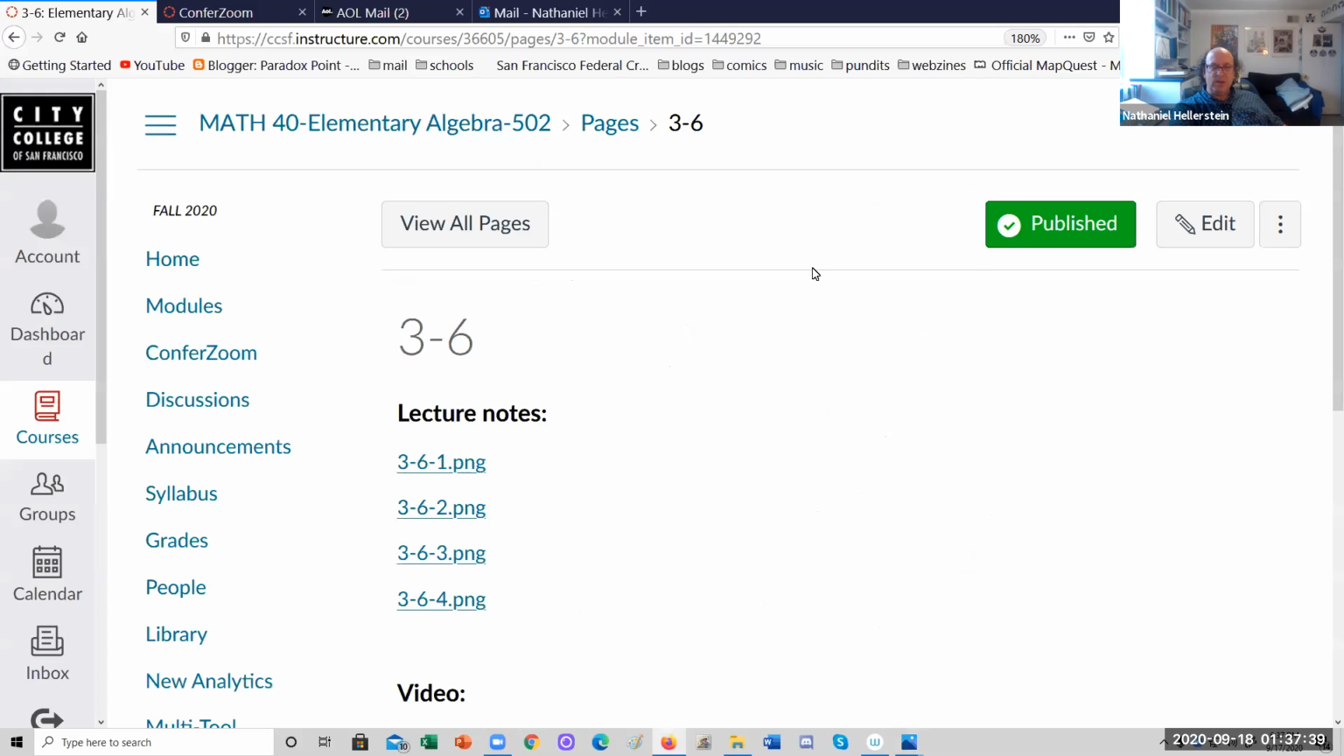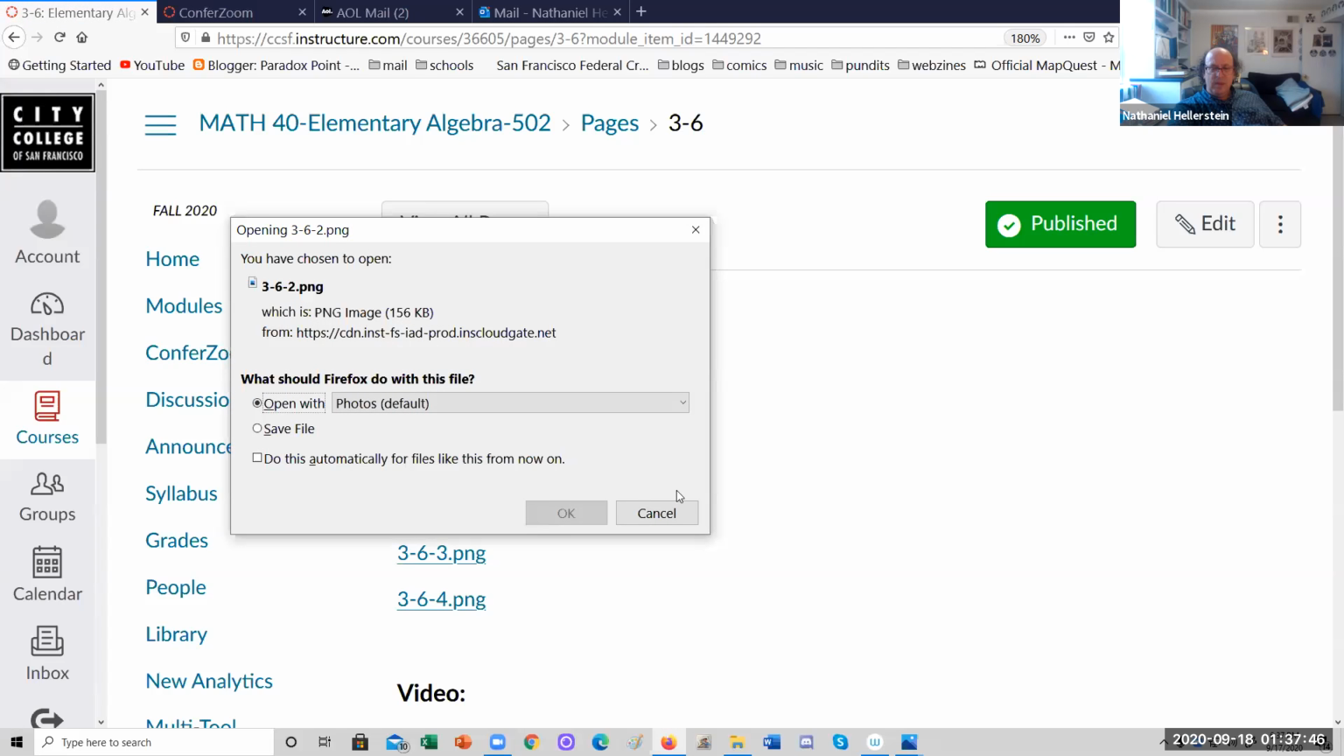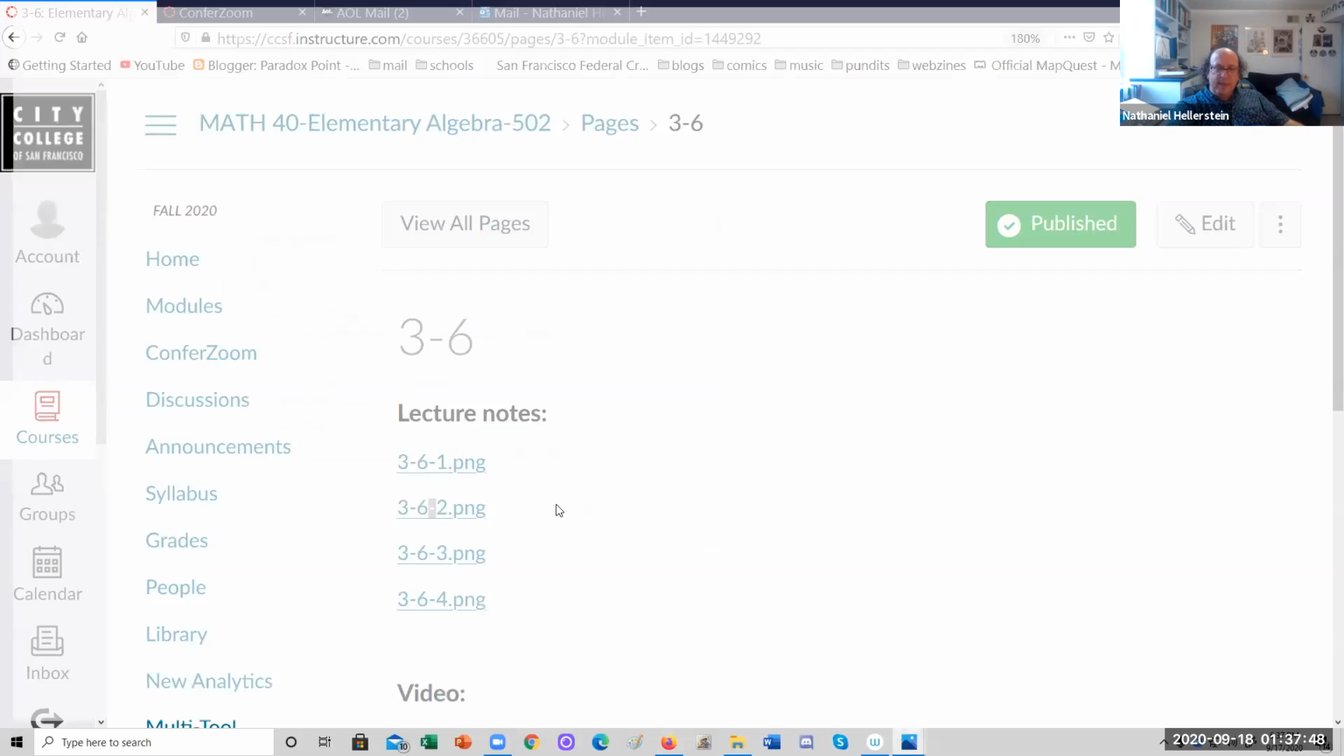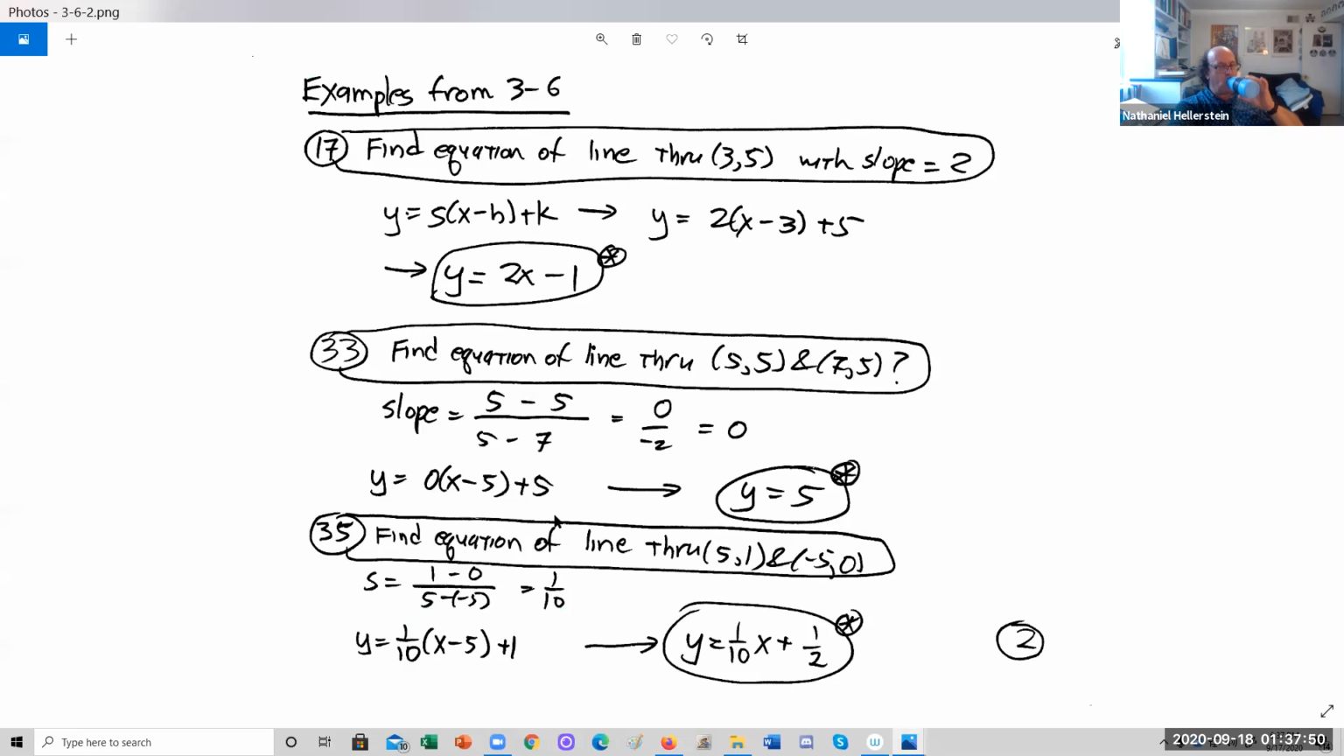Let's see, 362. Find the equation of the line through (3, 5) with slope equal to 2. Okay, to repeat, the equation is y equals s times (x minus h) plus k. s is 2, there it is.